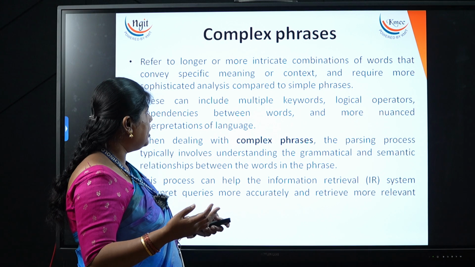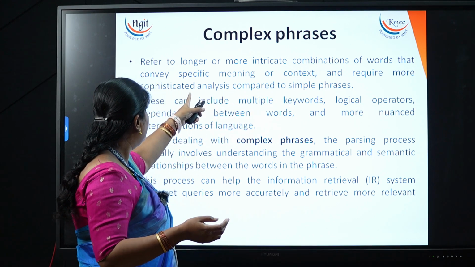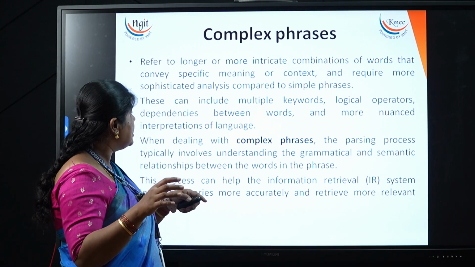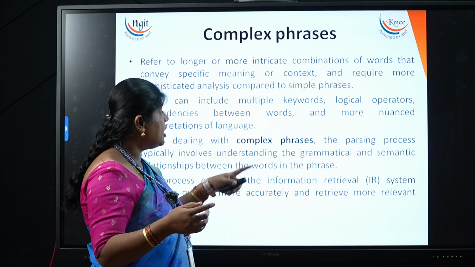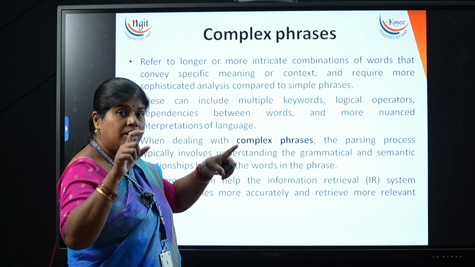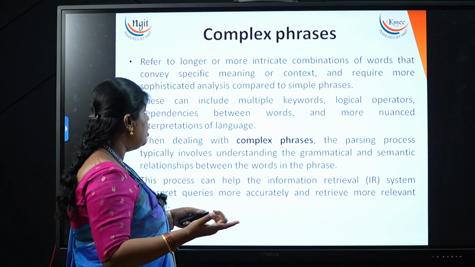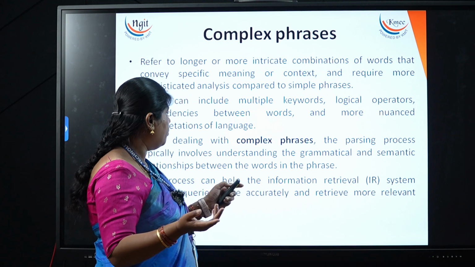Now, what is happening in the complex phrases? It is again the combination of words, but it is conveying a specific meaning. There is a specific context. Now, what is it doing? It is including multiple keywords. It is including the logical operators, the Boolean words: and, or, not, etc. It is having the dependency. Okay. And it will have a different interpretation of the language.